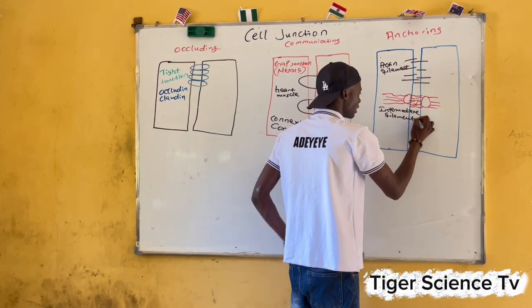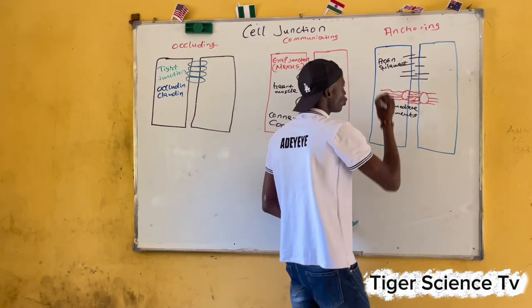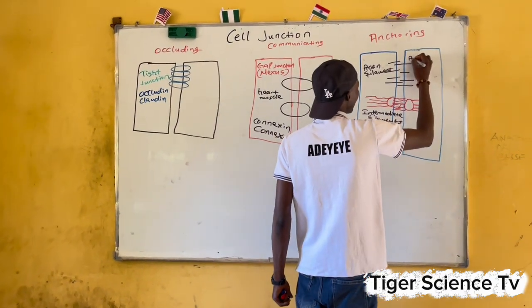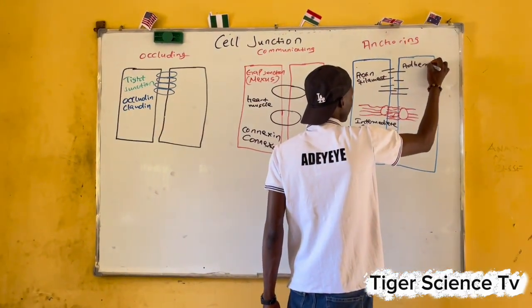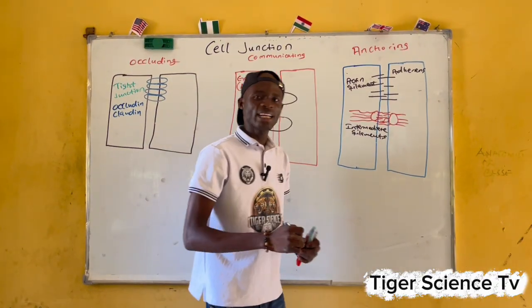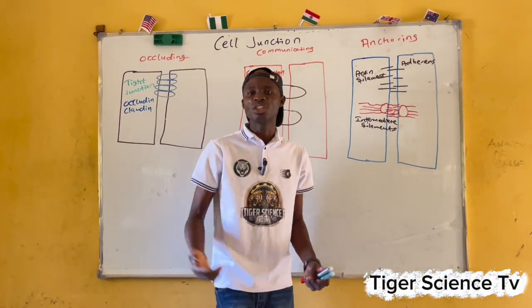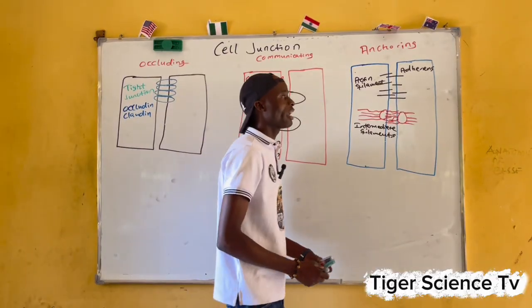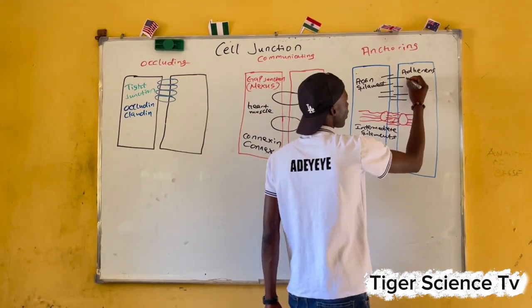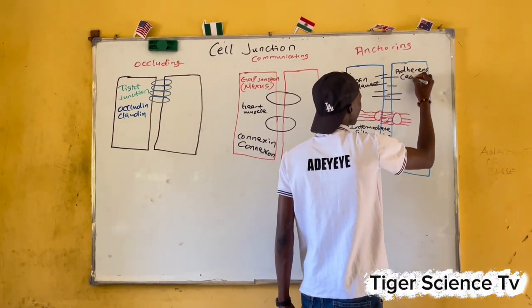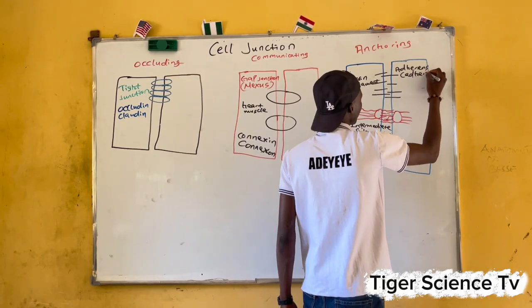Now class, based on the actin filament, we have two things. Number one, we have adherens junction. Adherens junction provides cell-to-cell communication. That is what adherens junction provides. The particular protein in adherens junction is cadherin. That is what we have over there.